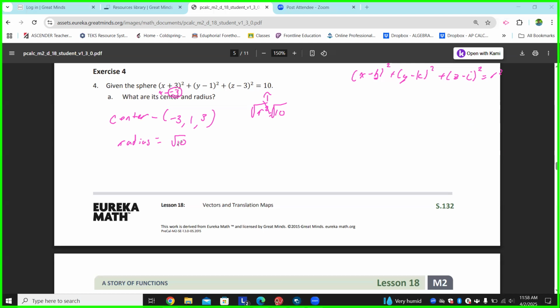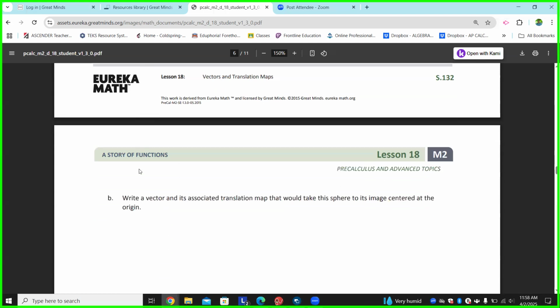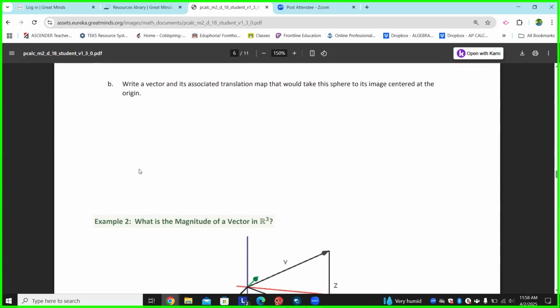All right. Let's look at part B. This one now says write a vector and its associated translation map that would take the sphere to its image centered at the origin. Meaning, I need to produce a matrix. Well, what do you want to call it? I need just one letter. L, that's fine. A is fine. B is fine. Q, whatever letter you want. Again, you get to name this part. It didn't tell us what to name it.